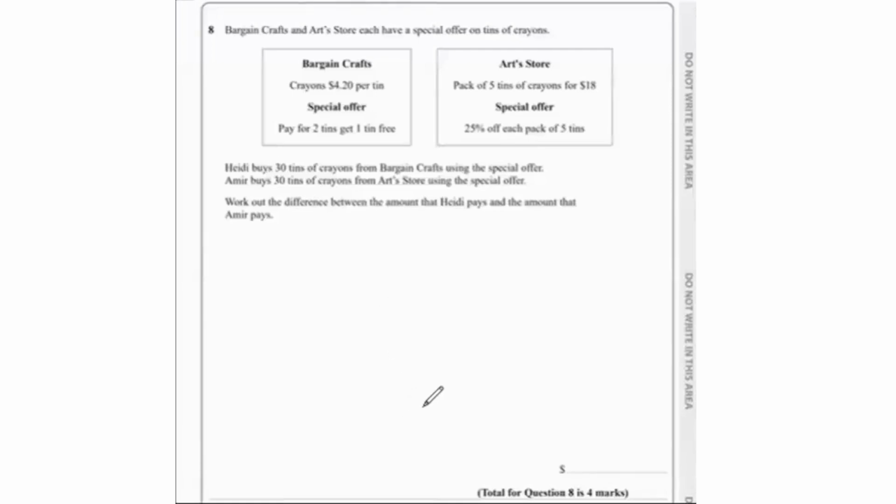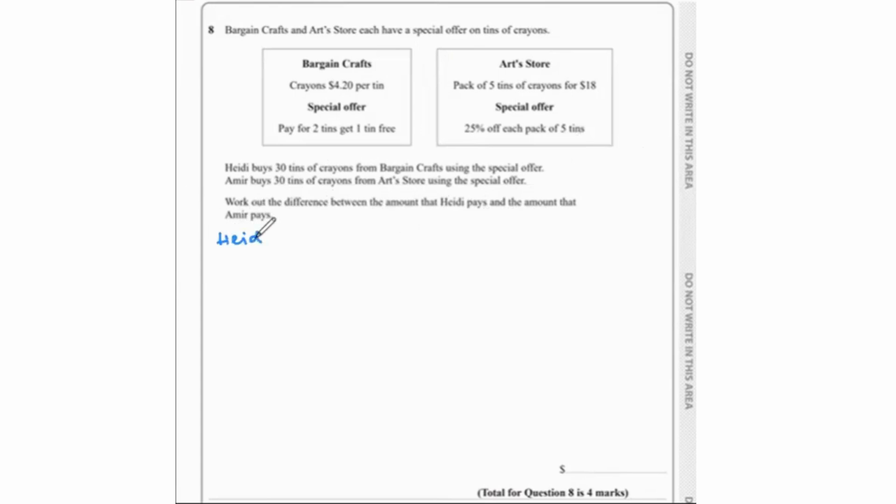Then question 8 says, Bargain Crafts and Art Store each have a special offer on tins of crayons. Bargain Crafts offers crayons at $4.20 per tin, and the special offer is pay for 2 tins, get 1 tin free. Then at Art Store, a pack of 5 tins of crayons is $18, and the special offer is 25% off each pack of 5 tins. So Heidi buys 30 tins of crayons from Bargain Crafts using the special offer, and Amir buys 30 tins of crayons from Art Store using the special offer. Work out the difference between the amount that Heidi pays and the amount that Amir pays.